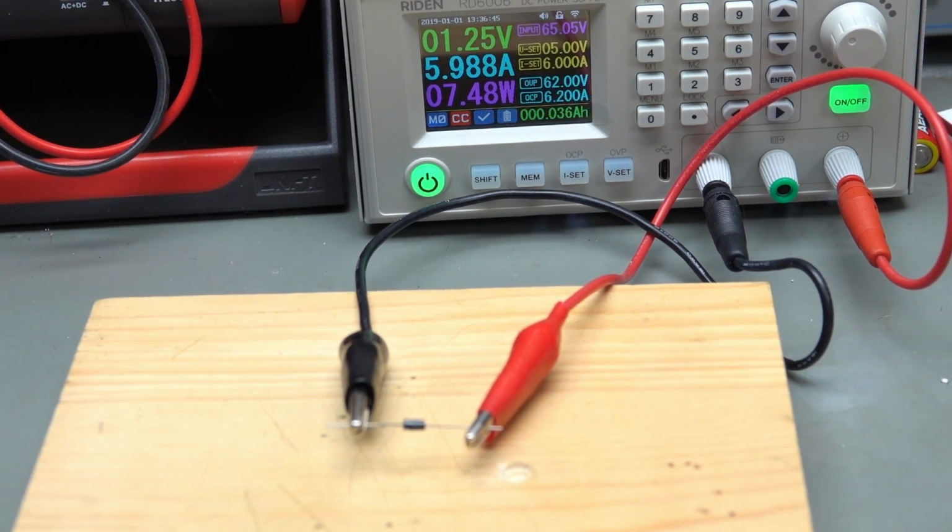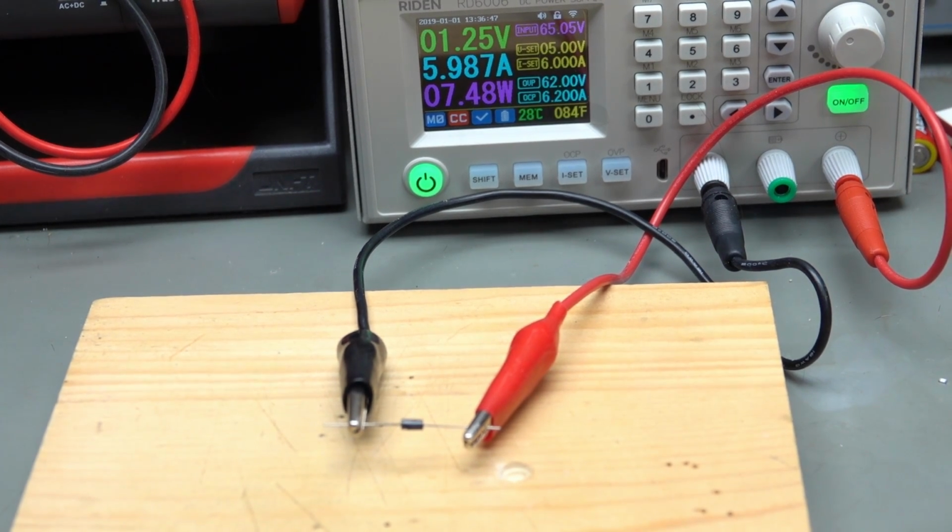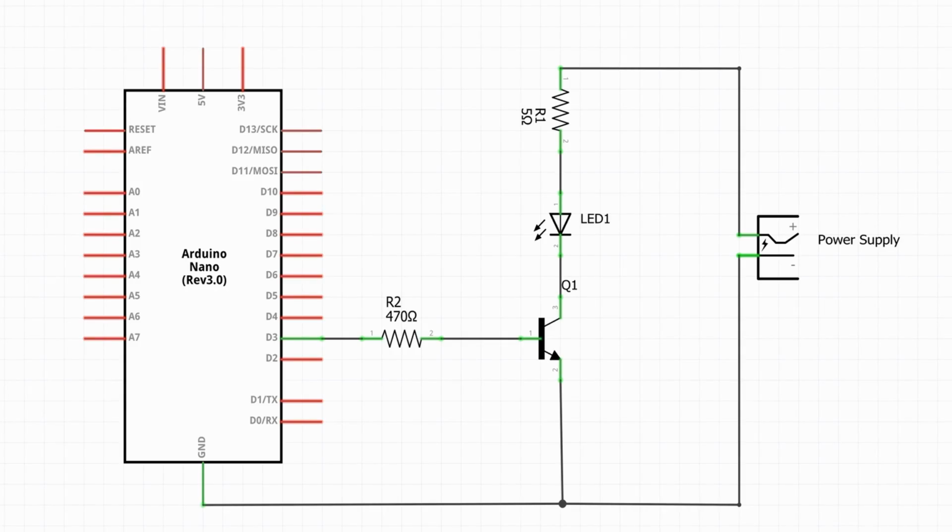Because the Arduino often is the weaker element, it might be destroyed. This is why we need a resistor between the pin and the base of the transistor. But how big should it be? We can make 2 assumptions.